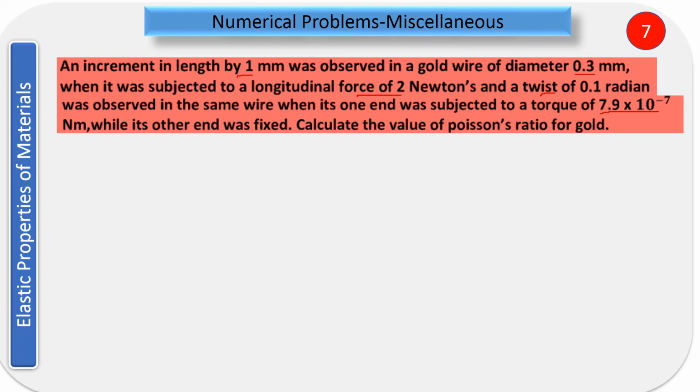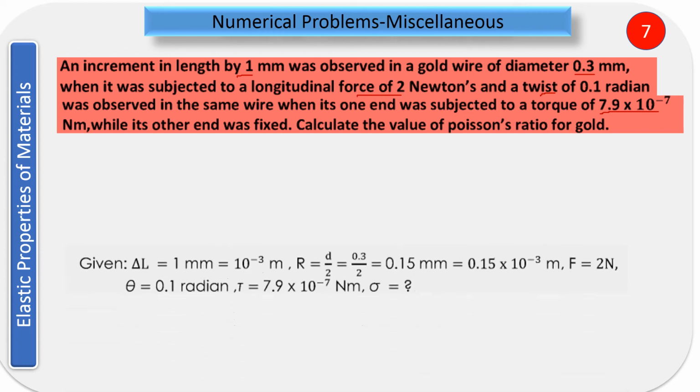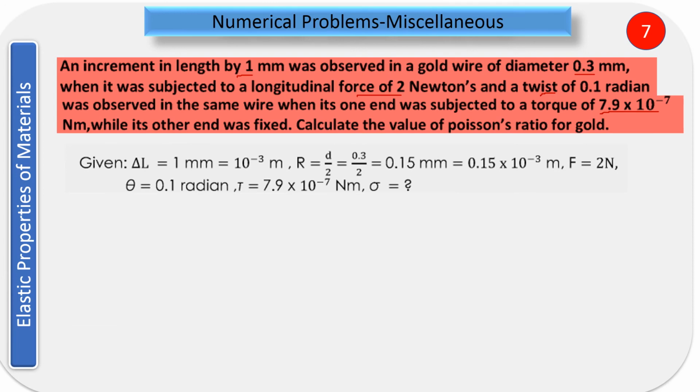So with this data, what is the Poisson's ratio for the material? Here the material is of course gold. This is what we have to find out. The problem may look a little complicated to you, but it's a very easy problem. Let us see. Firstly, what is the data that is given? The increment in the length of the wire is given, as you put the load, so its length has increased by 1 millimeter.